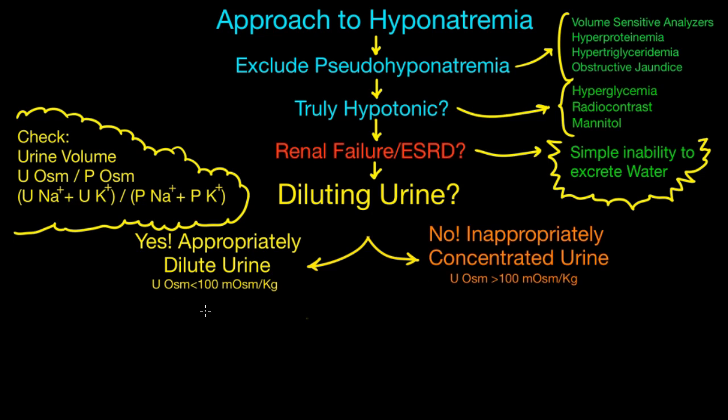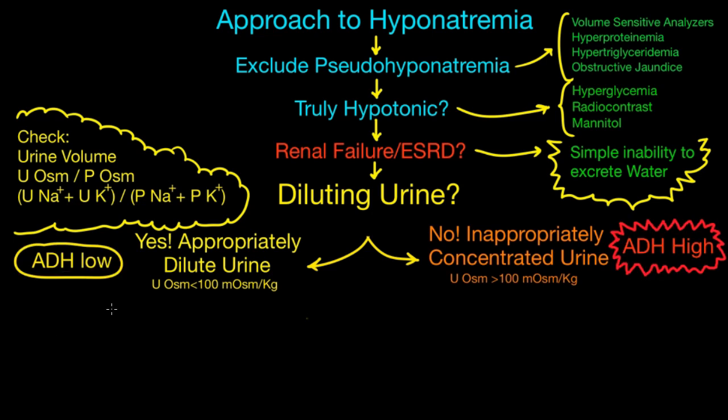And if you had to pick a cutoff, a urine osms of about 100 milliosms per kilo is a pretty good cutoff. Less than 100 milliosms would be appropriately dilute. Remember, the urine can dilute down to about 50 milliosms per kilo, so less than 100 would be dilute. More than 100 in the setting of hypotonic hyponatremia would be inappropriate.